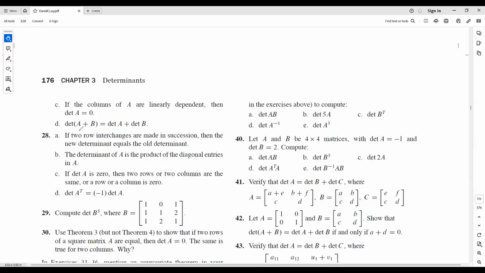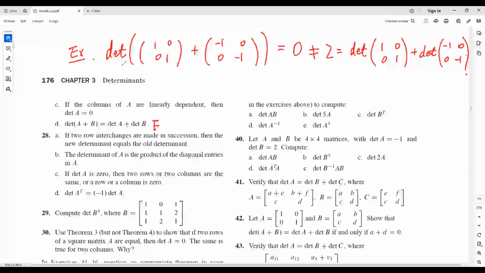D. Determinant of A plus B equals determinant A plus determinant B. False. For example, the determinant of the sum of these two matrices is 0 because this matrix plus this matrix is a zero matrix. But the determinant of this matrix is 1, and the determinant of this matrix is also 1. So the sum of these two determinants is 2, not 0.